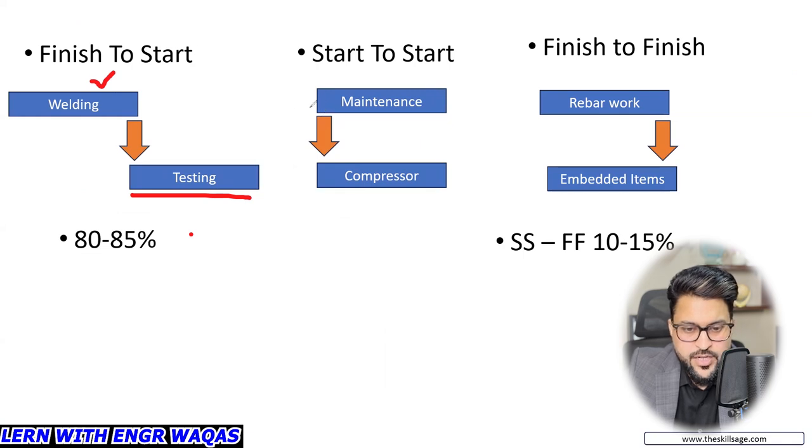So testing is the successor activity, whereas welding is the predecessor activity. In this situation, both activities are going to start at the same time, but compressor is the successor activity because if these activities are scheduled for the 10th of January, both are going to follow the 10th of January. But if maintenance is delayed and starts on the 12th of January, this activity has to follow the same pattern, because it follows the starting status of maintenance. So this is dependent. So this is the successor activity, starting by following the finishing status of the predecessor activity.